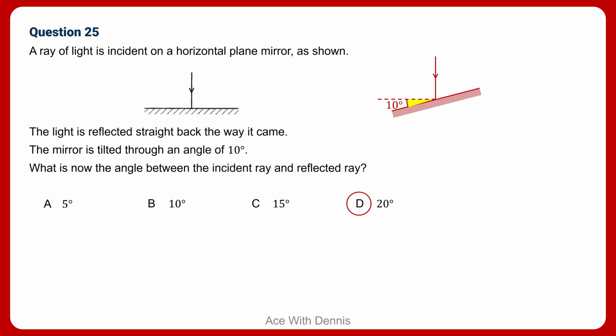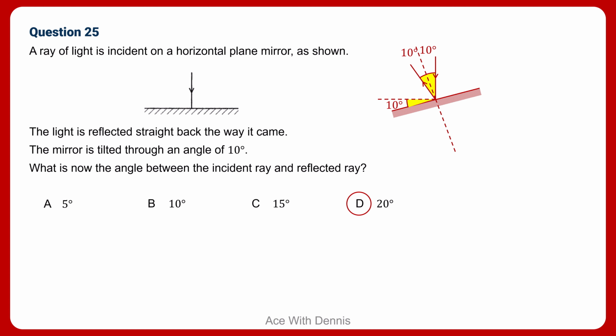And now we can determine the normal. Originally, it is in this position and it also rotates 10 degrees. So this is the reflected ray and this is the angle of reflection. We know that the angle of reflection is equal to the angle of incident. Therefore, it is also 10 degrees.